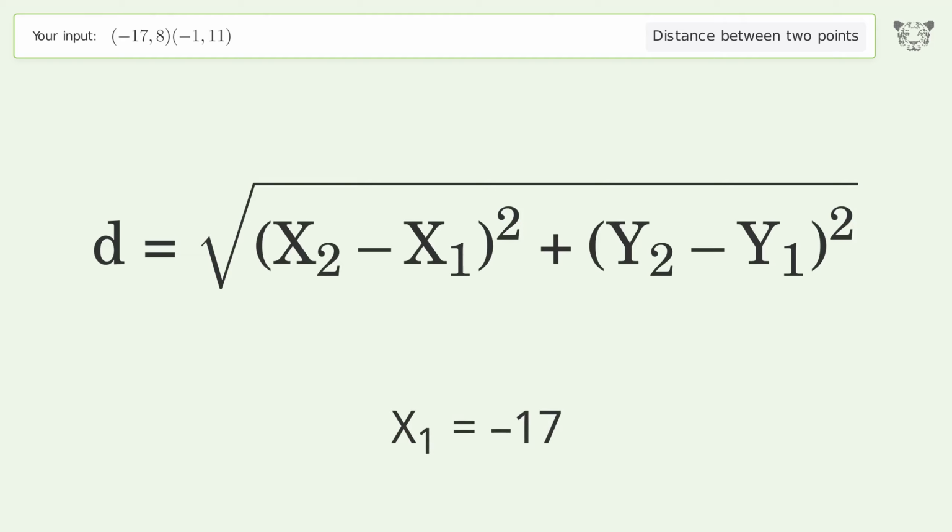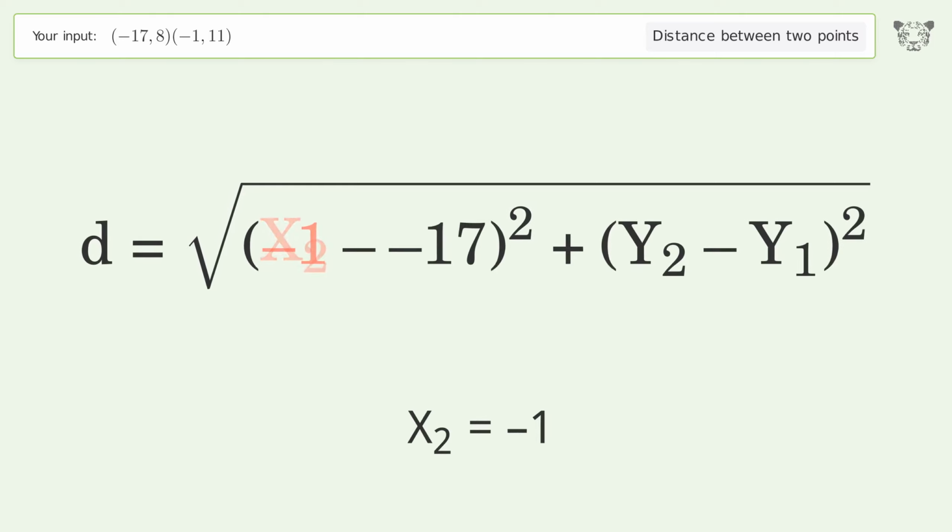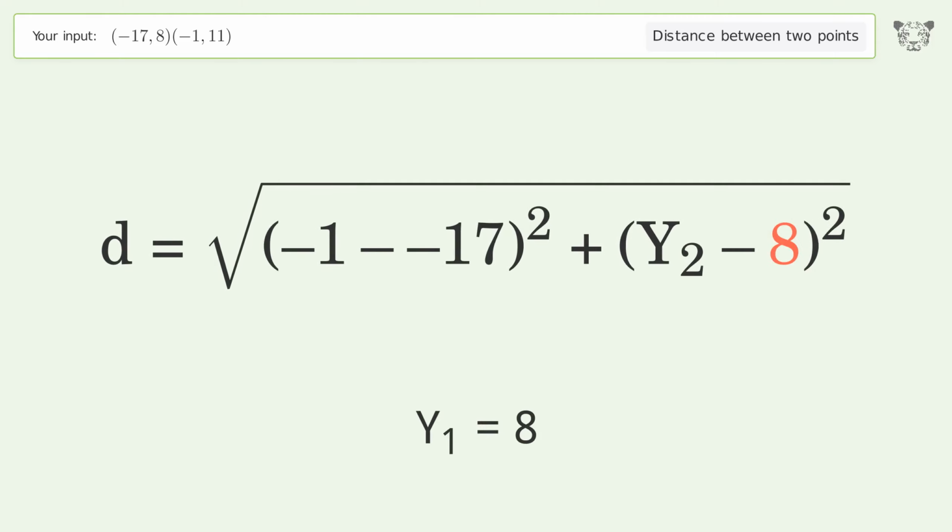x1 equals -17. x2 equals -1. y1 equals 8. y2 equals 11.